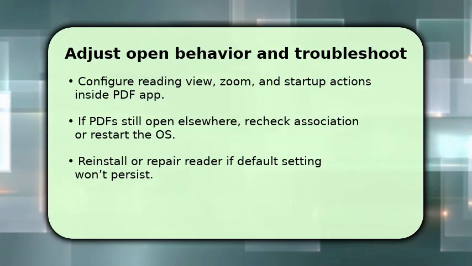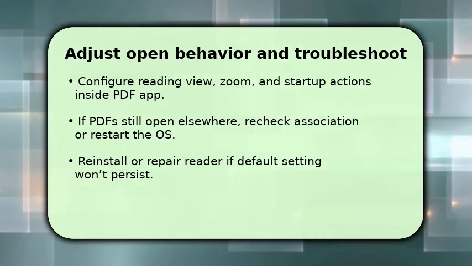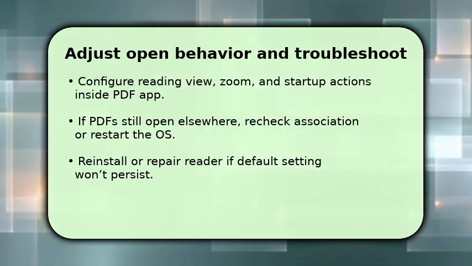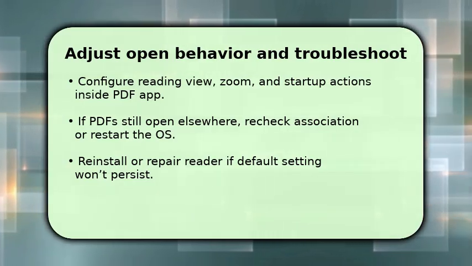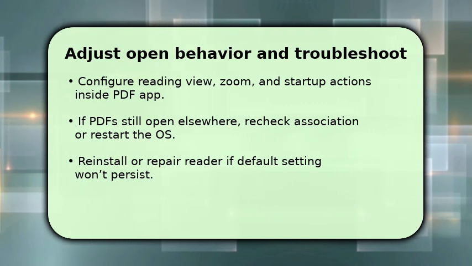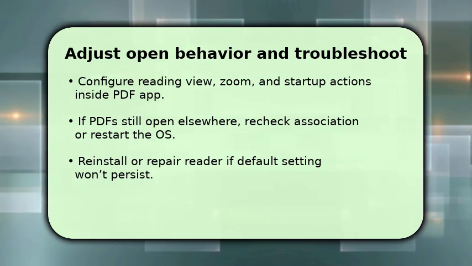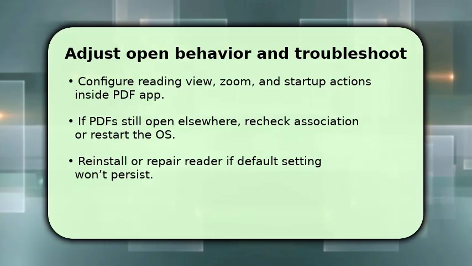If settings revert or cannot be saved, repair or reinstall the PDF application and repeat the association steps. Reinstalling often corrects permission or registry issues. One quick tip: check for updates that might fix persistent default conflicts.